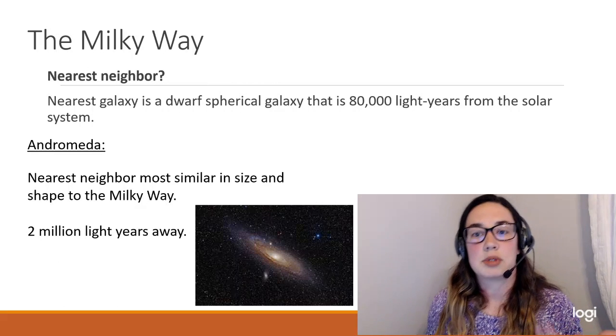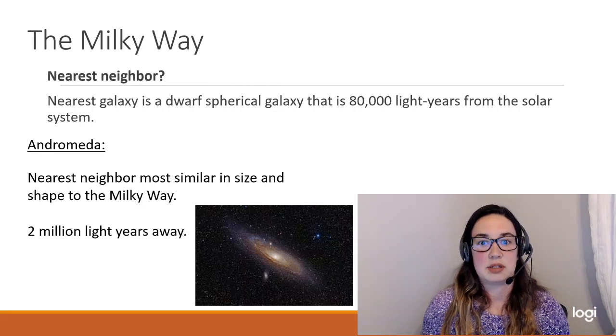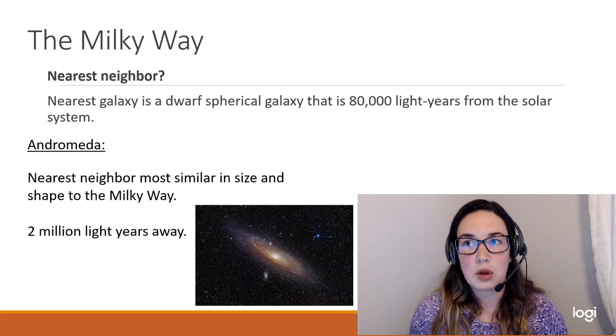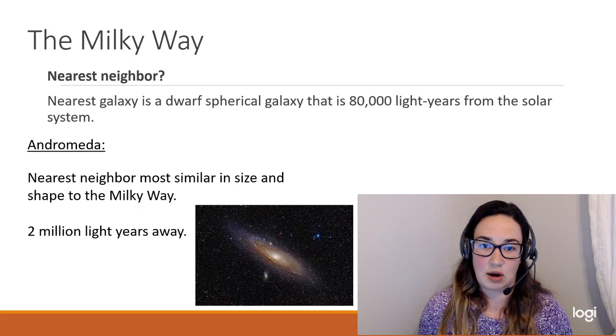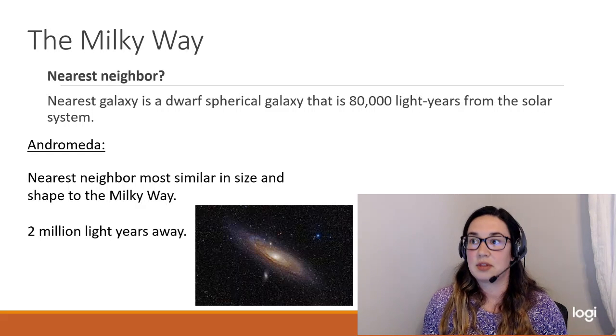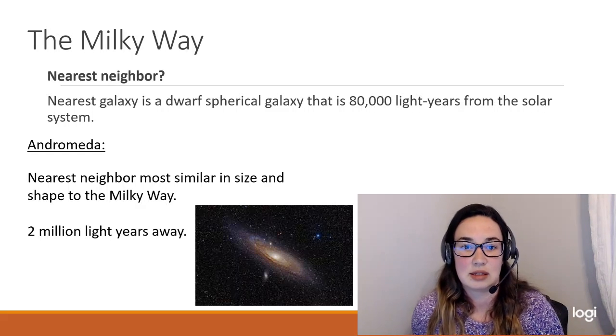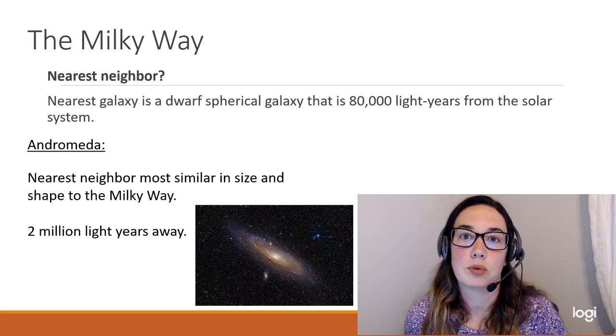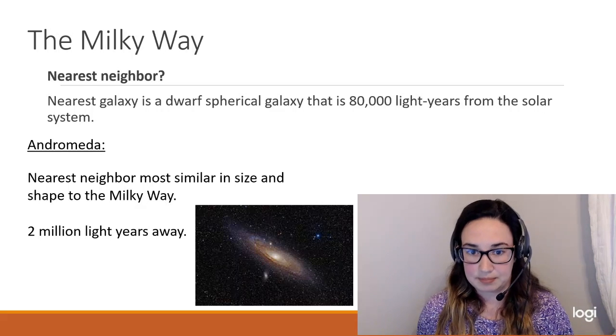Okay, so we talked about the 3 parts of the Milky Way. So we know the Milky Way is our galaxy, right? So do we have neighbors? Well, yeah, I mean, there's thousands of millions of galaxies out there. So where is our nearest neighbor?